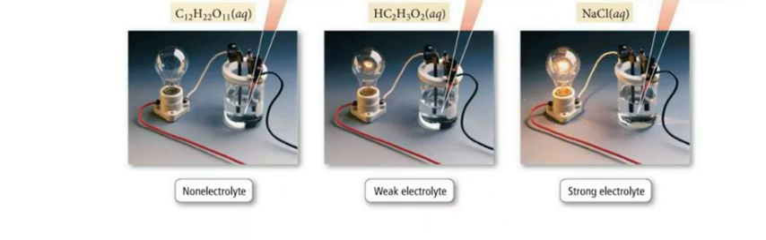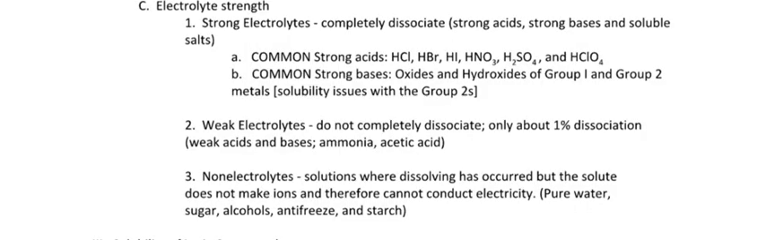Let's go to the next page. So we have electrolyte strength. A strong one will completely dissociate. What does it mean to dissociate? It means to split up. So we have strong acids. There are 6 of those. Strong bases, and you have group 1, group 2, and then any kind of soluble salts, all right?